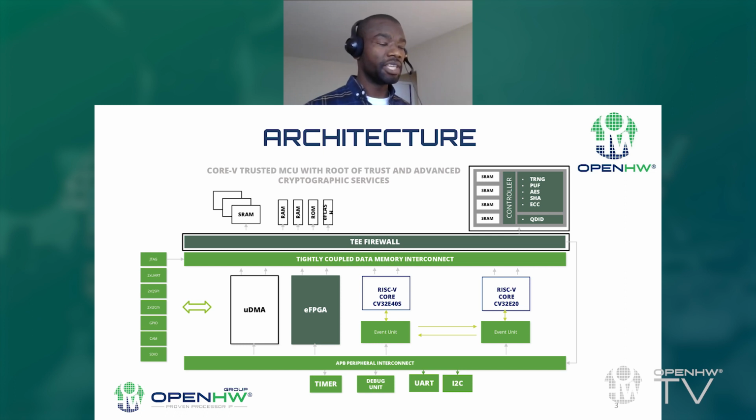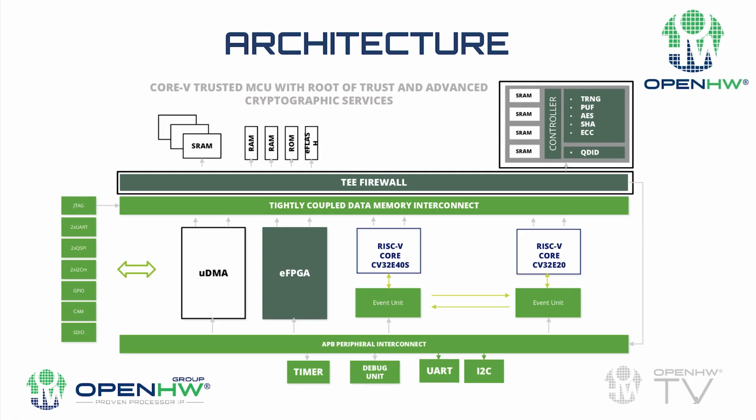The two other masters in the architecture are the embedded FPGA presented here and the micro DMA. These masters are connected to the rest of the system via a tightly coupled data memory interconnect. On top of that interconnect, we have the TAE firewall, whose role is to prevent access to unauthorized memory locations. One important aspect is that the TAE firewall is configured only by the secure core to regulate the access of the other masters in the architecture to the rest of the system.